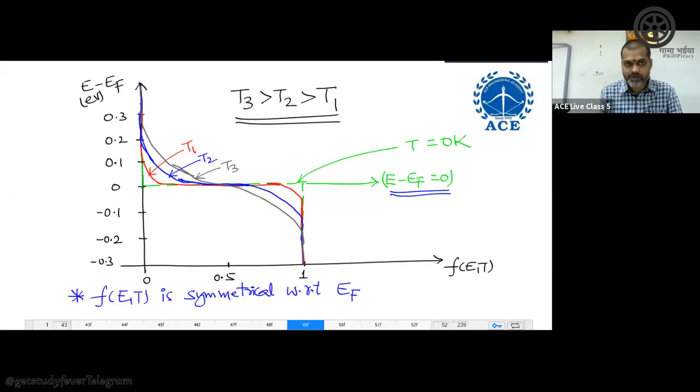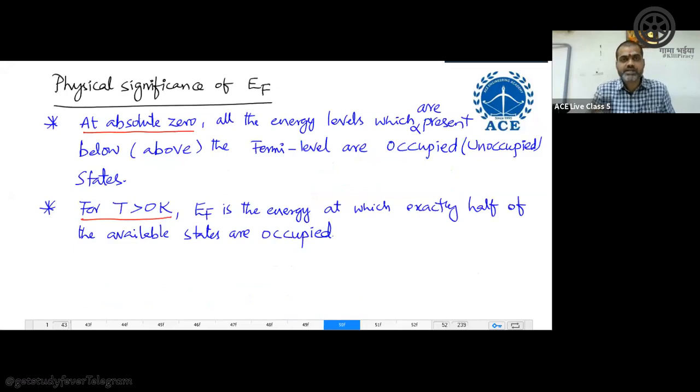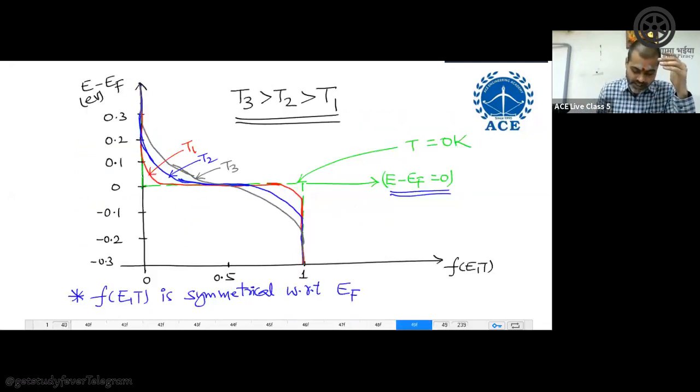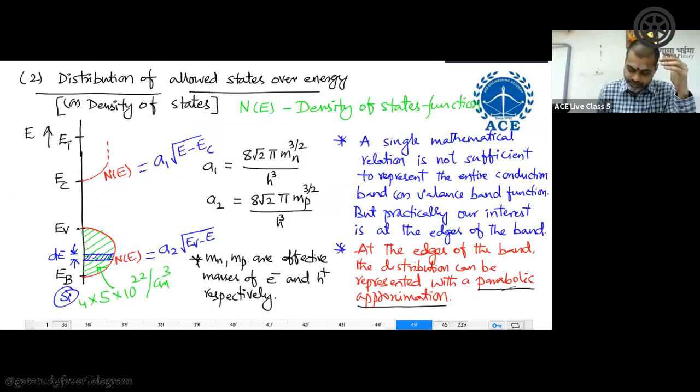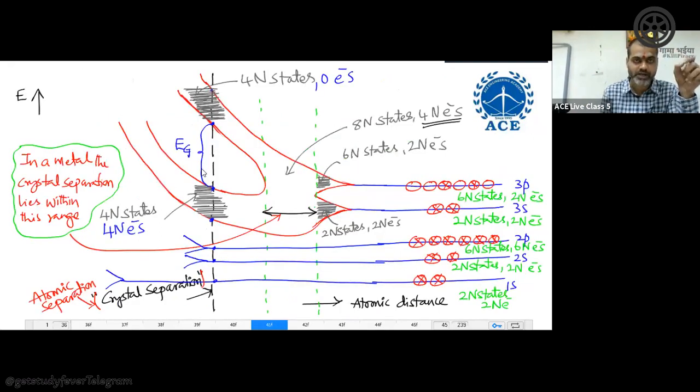Hope I am clear. And we have given the physical significance. At absolute zero, all the energy levels present below the Fermi energy level are filled. You can see it even in the energy band diagram that we have given. You have the Fermi energy level within the energy gap. The valence band, which is present below the Fermi energy level, is all filled, and above it is empty. So this is at absolute zero.